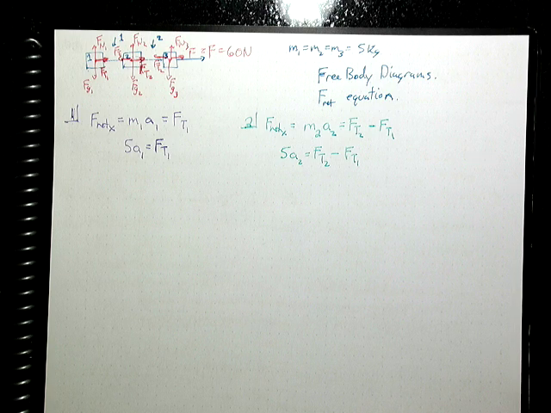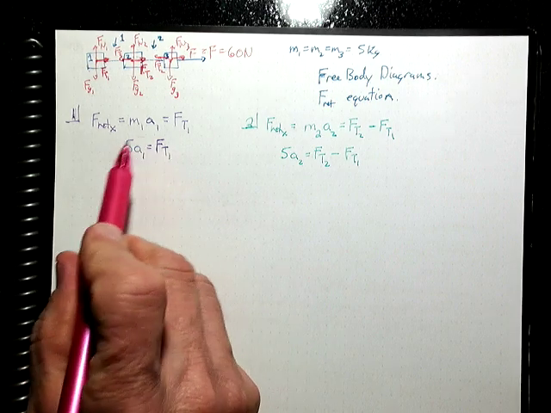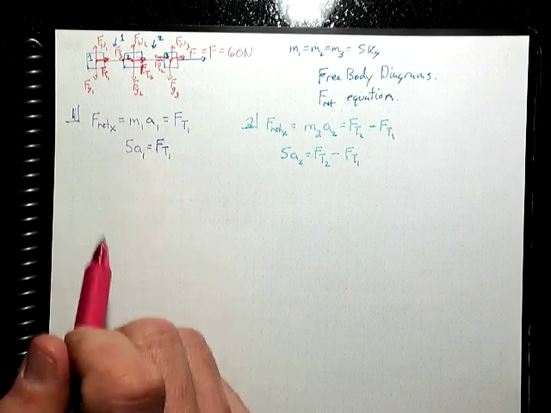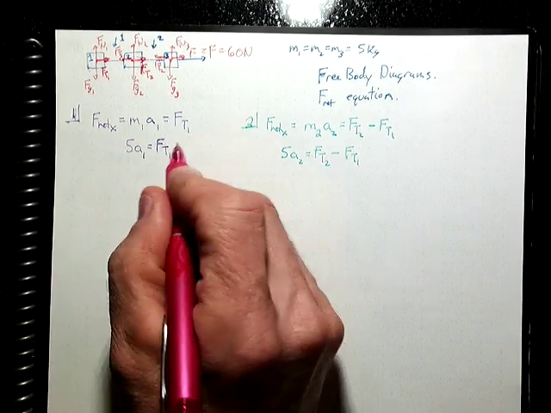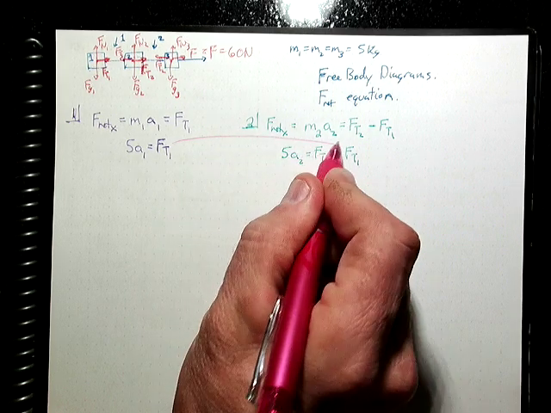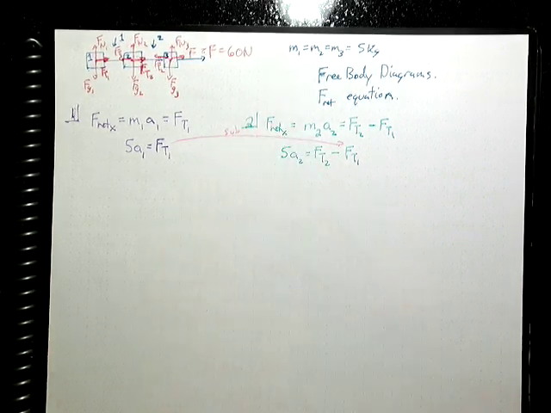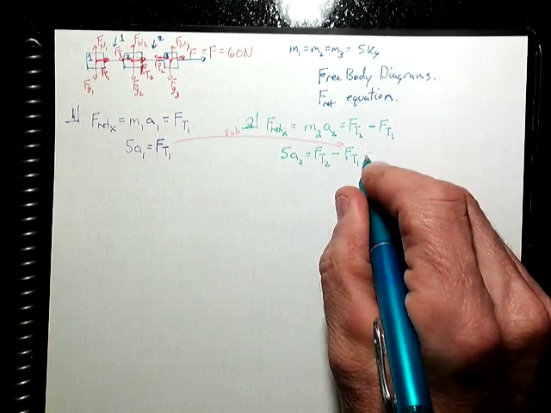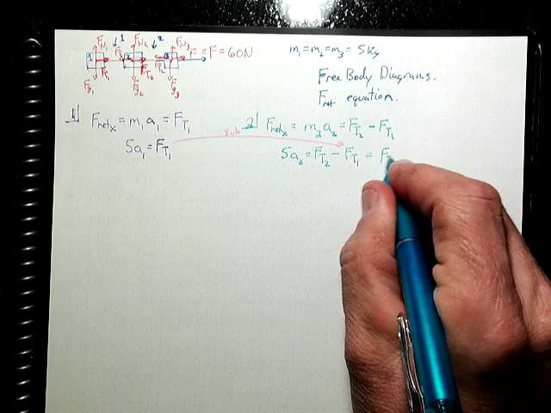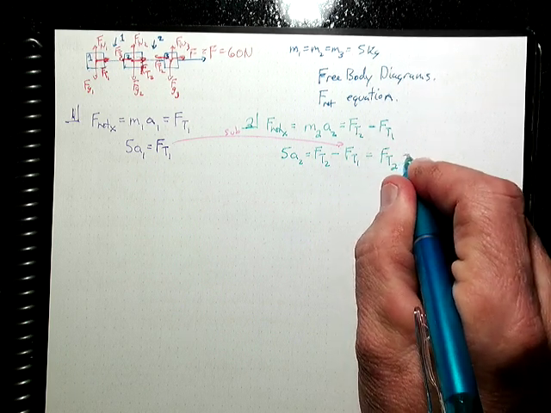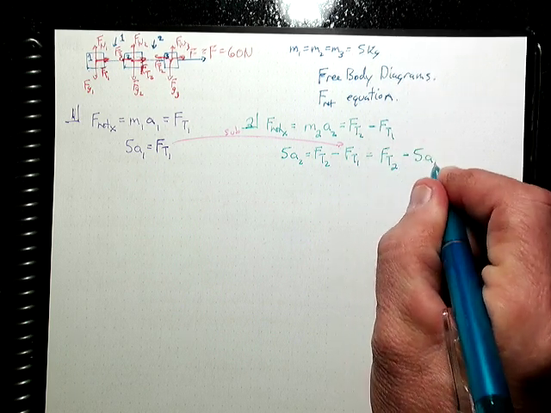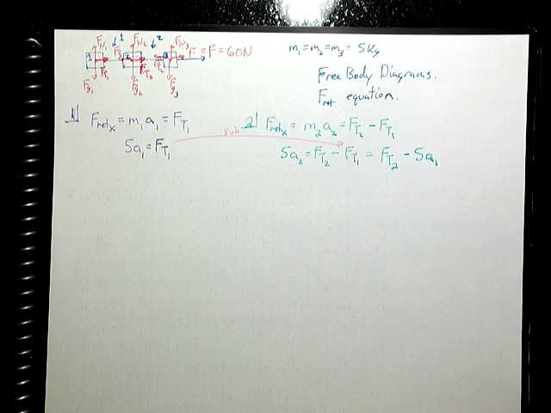Well, I don't know either. I don't know anything else except what I do know from over here, which is that FT1 equals 5 times a1. So I can, and will, substitute this in. And so what I have now is FT2 minus 5 times a1. Again, that's where I've got to stop.